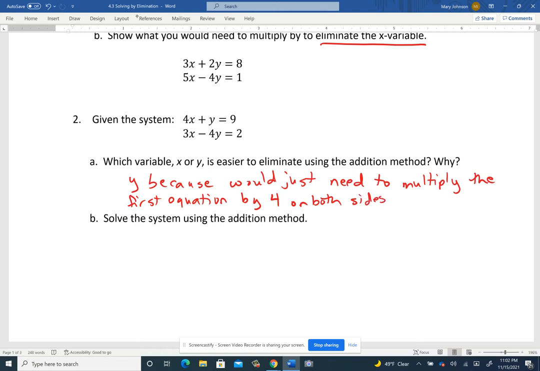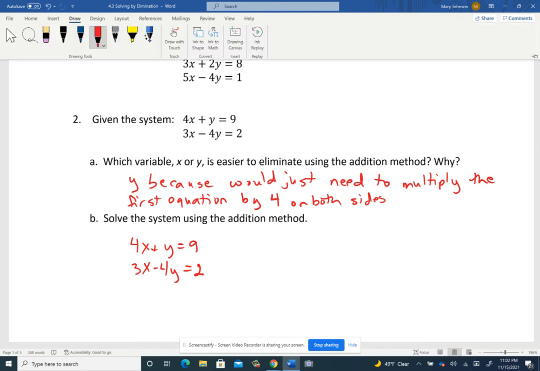All right, so now we're just being asked to try it out. So let me jot down my two equations. And I'm going to multiply that first equation through by 4.